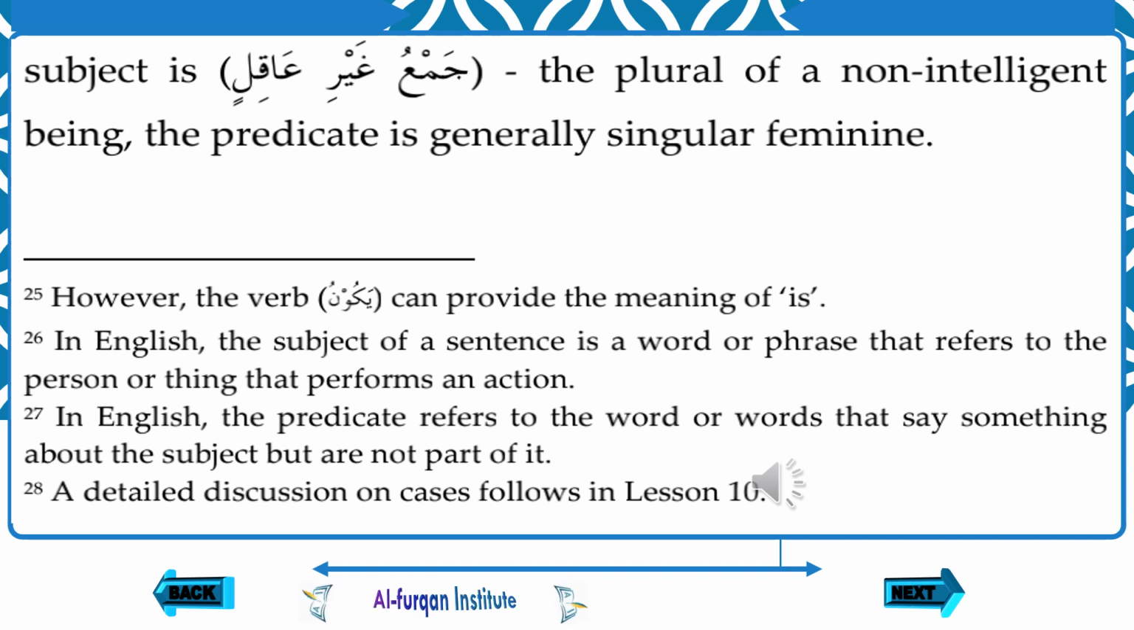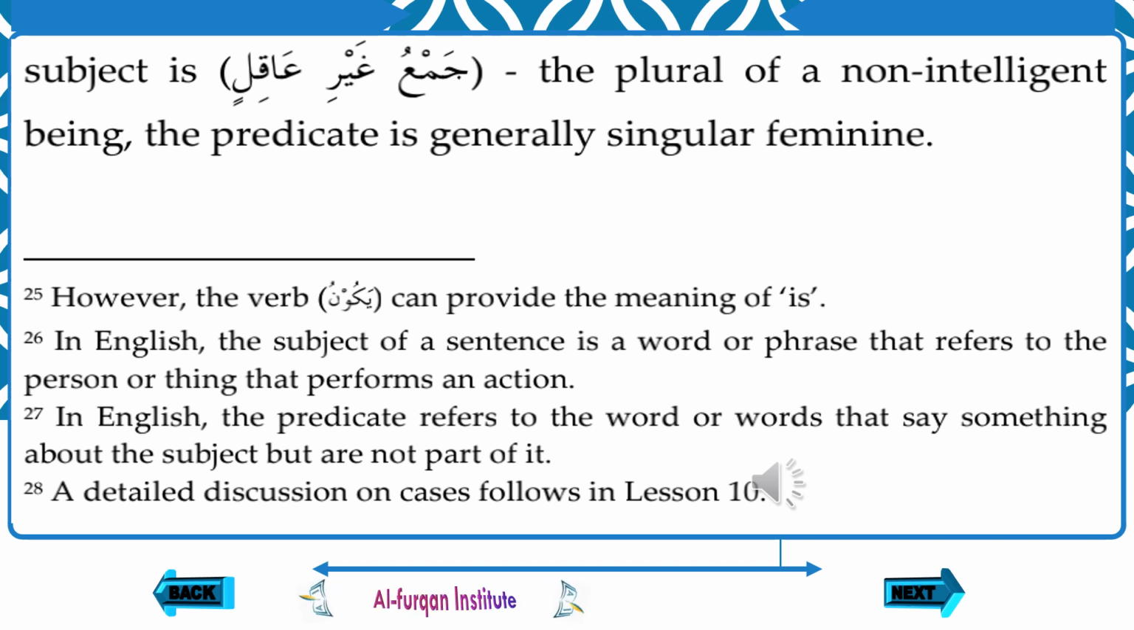They are both what? Masculine plural. So the khabar is also plural. Now I think we have an exception here, which is when the subject is a non-intelligent plural, as we mentioned earlier, jam' ghayr aqil. If the subject is plural and not a living, that is intelligent, being, that is animals, objects, and so on, the predicate is usually in the singular feminine form.